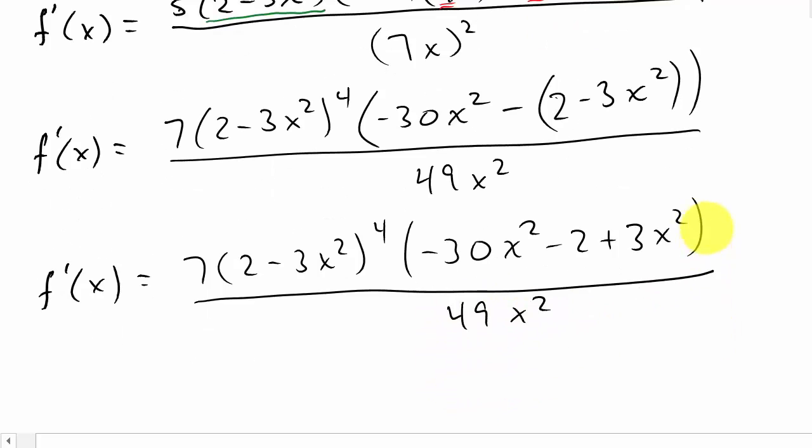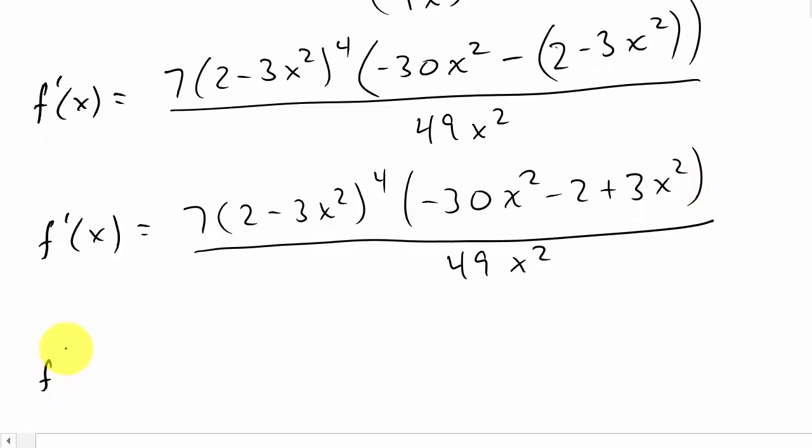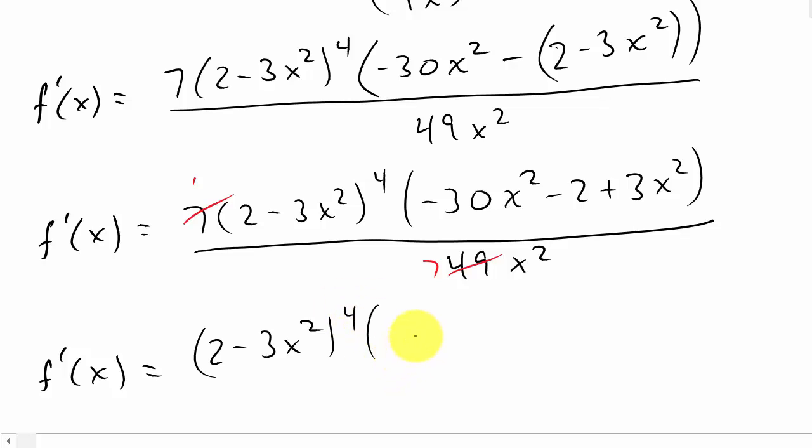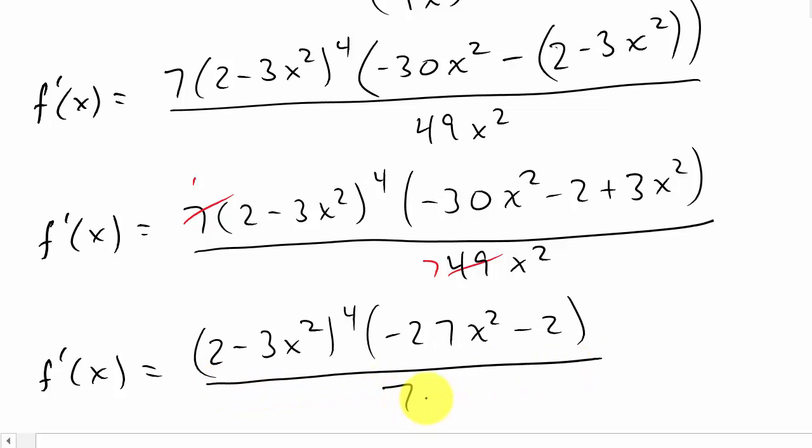Alright, so now I get f prime of x is equal to, well, and I could have done this in the last step, but I didn't. We can cancel out the 7. 7 goes into 7 once, 49 7 times. And so that's going to leave me with 2 minus 3x squared to the fourth times, and then I combine like terms, that's going to be negative 27x squared minus 2, and that's all over 7x squared.